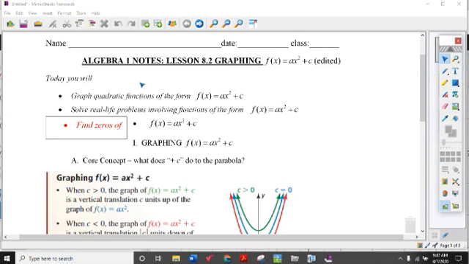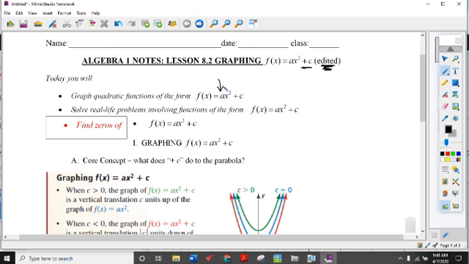So in this lesson, we're going to discuss what happens to our parent function, our basic quadratic function of x squared, when we add c. Now notice this says edited because after I originally wrote it, I decided to add a couple things in, including this portion, finding zeros of our function. Okay, I'm going to try to do this all in one video because it's really not very long, but we'll see. We're going to graph quadratic functions of the form f of x equals ax squared plus c.